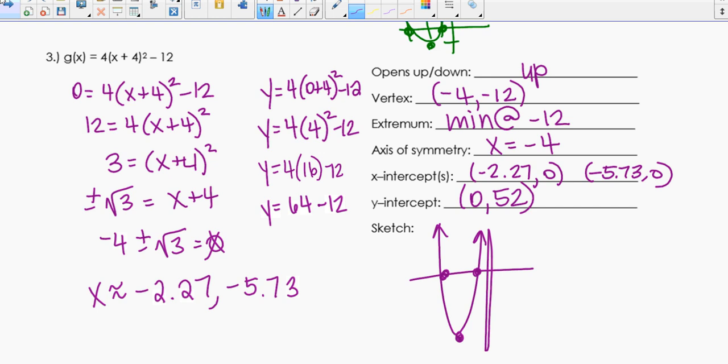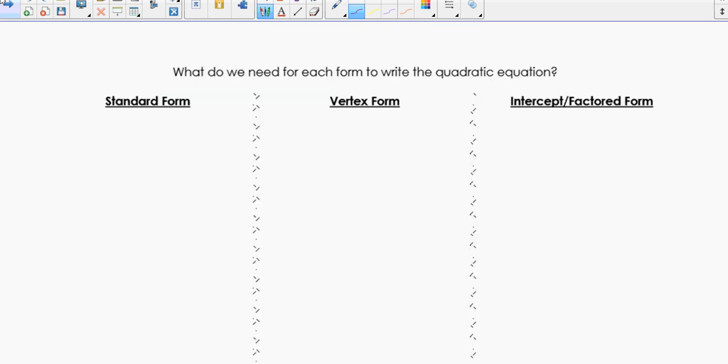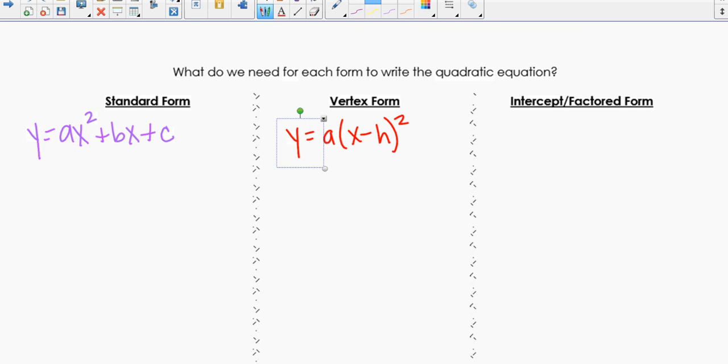Looks good. All right. On the back, we have standard form, vertex form, intercept, factor form. You guys, this is what we just went through on the front. So what do we need for each equation? Every single one, you need an a value. Remember, standard form is ax squared plus bx plus c. Okay. And then your vertex form is y equals a times (x minus h) squared plus k. And your intercept form is y equals a times (x minus p) times (x minus q).